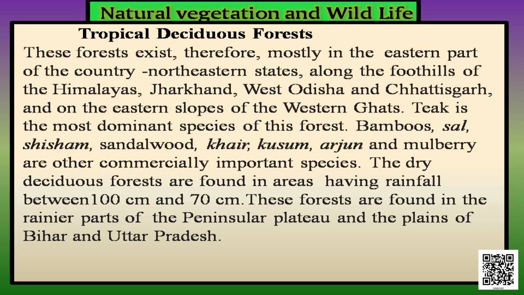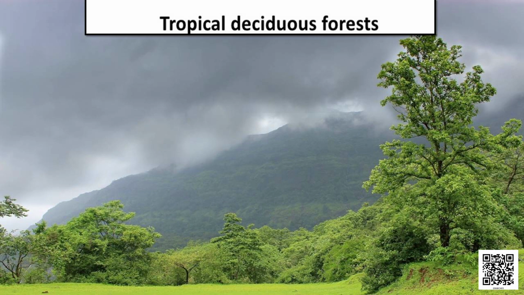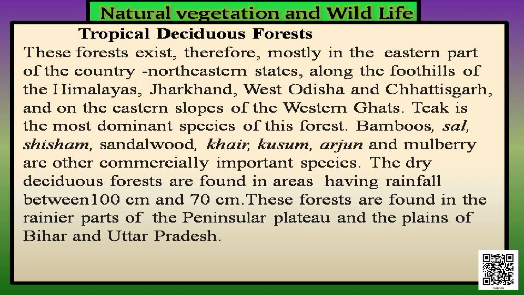of forest. And in this forest, the most dominant tree that is found is teak, which is a very important tree. Other trees like bamboo, sal, shisham, sandalwood, kher, kusum, arjun and mulberry are also found in this forest, and these trees are commercially very important.